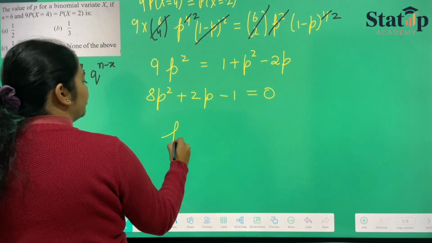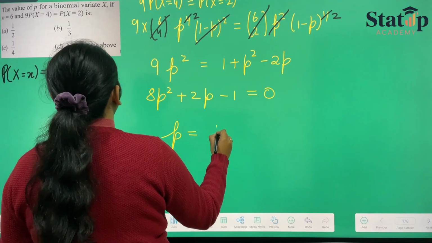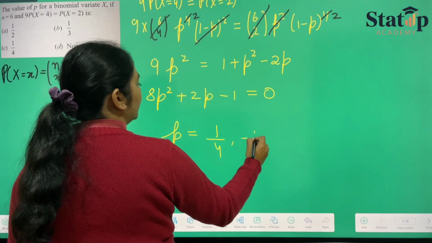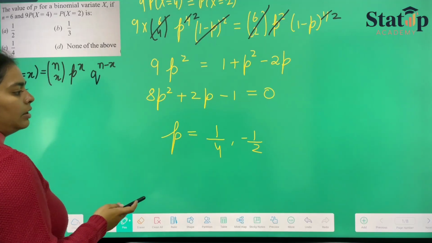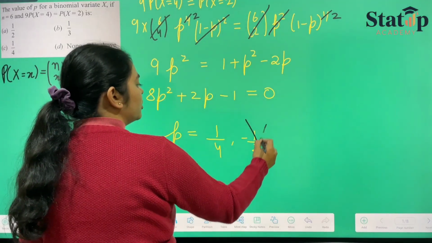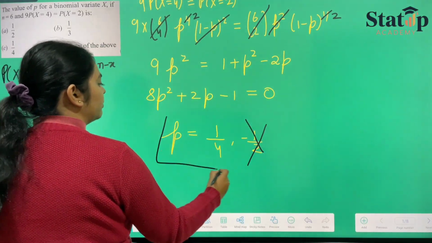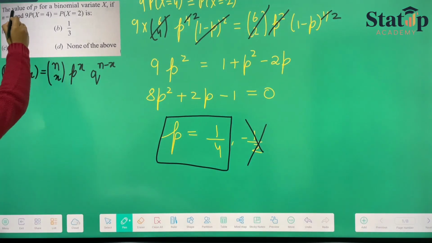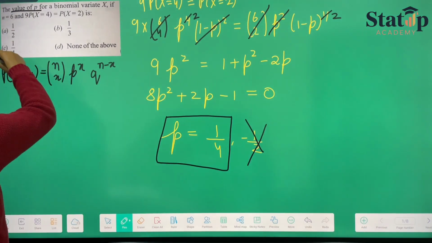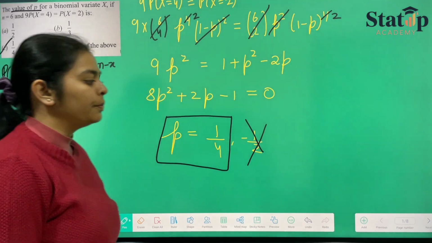From here we get values of p as 1 by 4 and minus 1 by 2. Since probability of any random variable cannot be negative, this will get cancelled and we are only left with p has the value 1 by 4. And they have asked us to find the value of p only, which is option number C, 1 by 4.